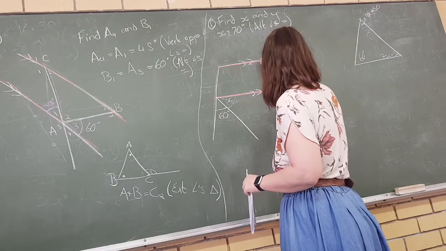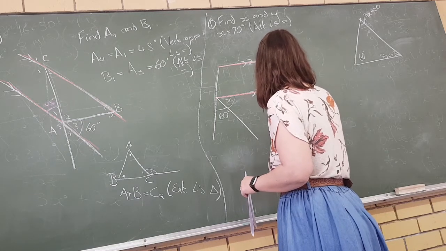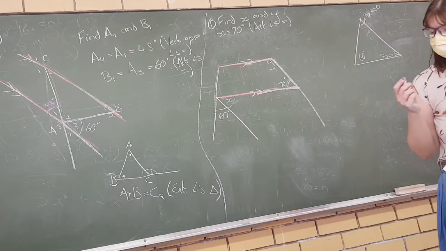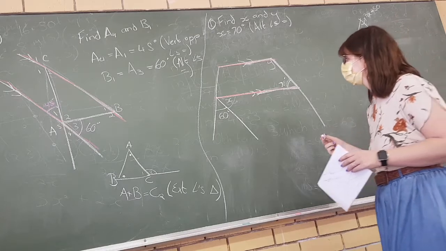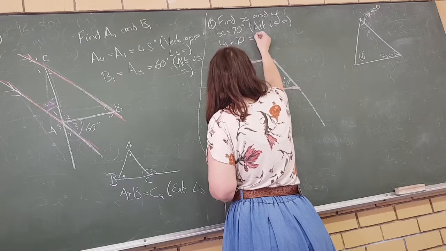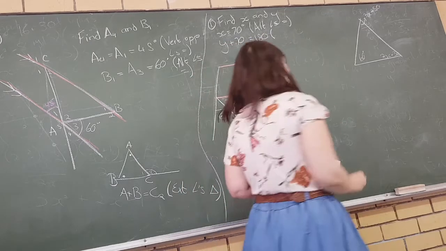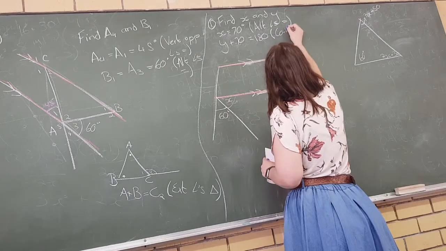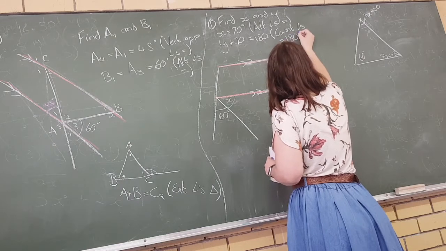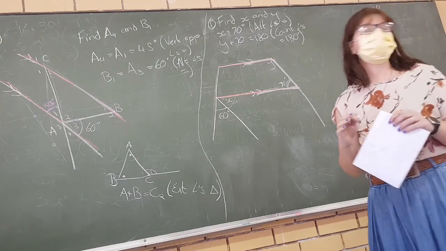Here's my U. Yes, there's my U. It's 110. Do you see my U? Okay, so how do I find Y? Y is equal to 180 minus 70. Y plus 70 is equal to 180. What's my reason? Co-interior angles equal 180 degrees.